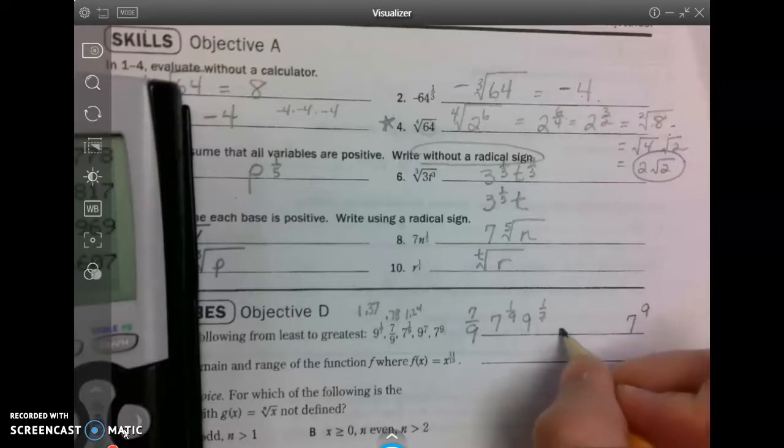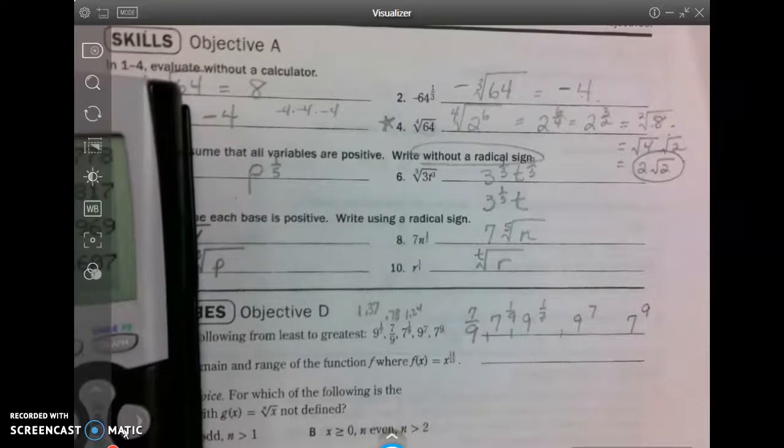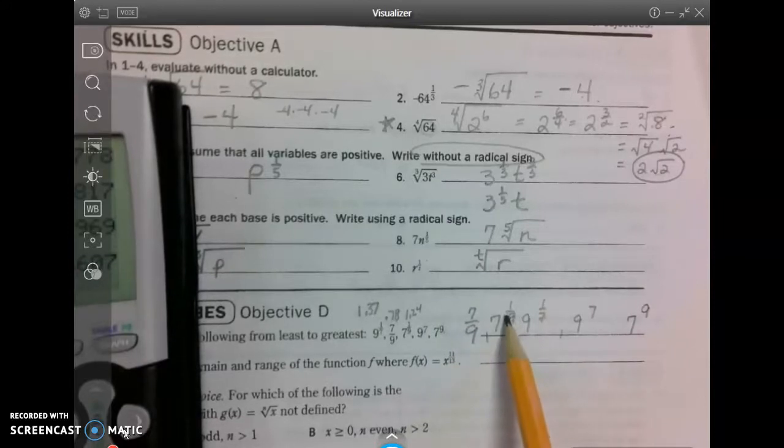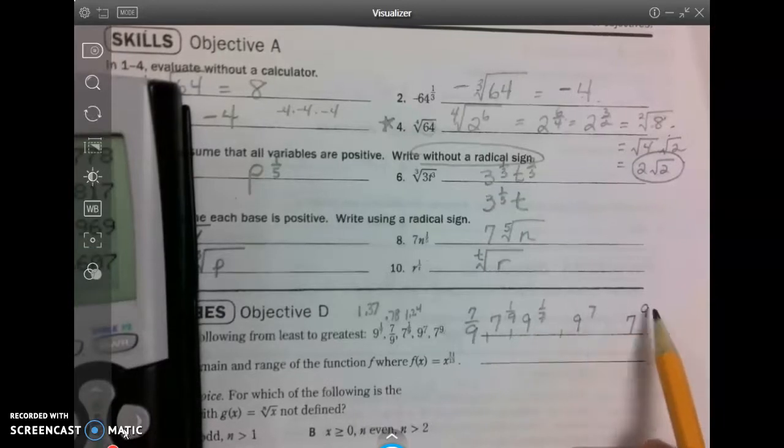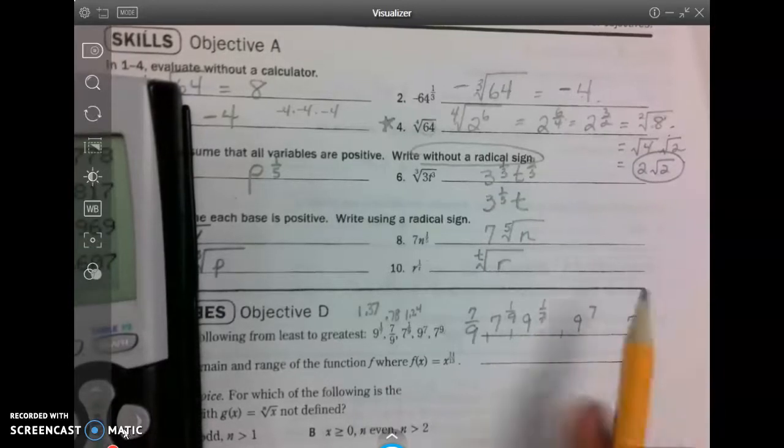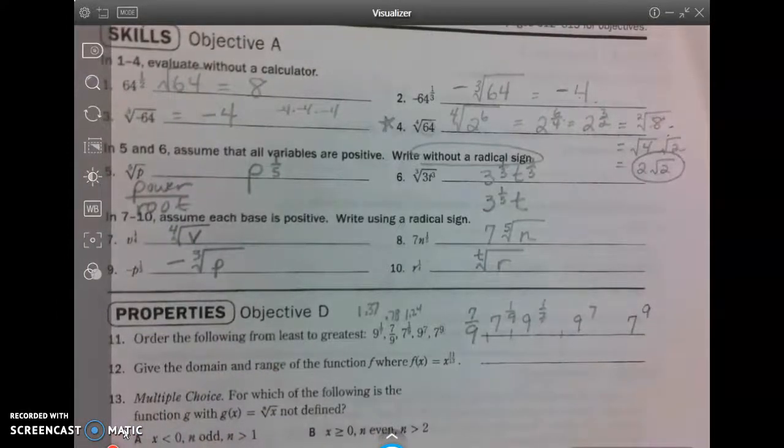And then I'll have the 9 to the 7th. There we go. And that's my order. My fraction that's less than 1 is first. Then my roots are next. The largest root and then the smaller root. Because the smaller the root, the bigger the number. And then smaller exponent, larger exponent. Right? Let's go to number 12.